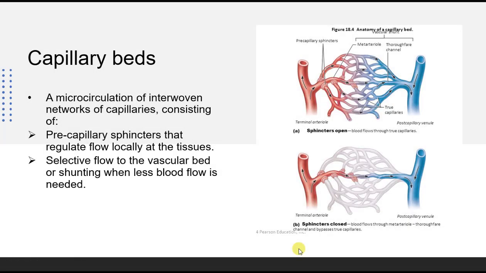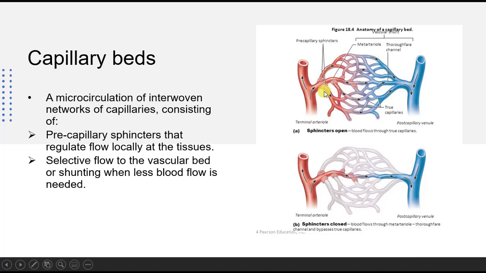The last topic that I want to discuss in this lecture today is the capillary beds, and what happens in the capillary beds, and what is the process of exchange of nutrients or oxygen within the capillary beds. So in the capillary beds, there is microcirculation of an interwoven network of capillaries. This fancy word just means that there is an interwoven network, as you can see in this diagram, and these capillaries are intertwined within each other, making a network here.